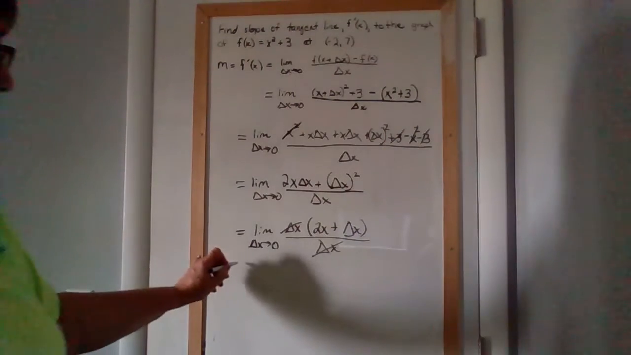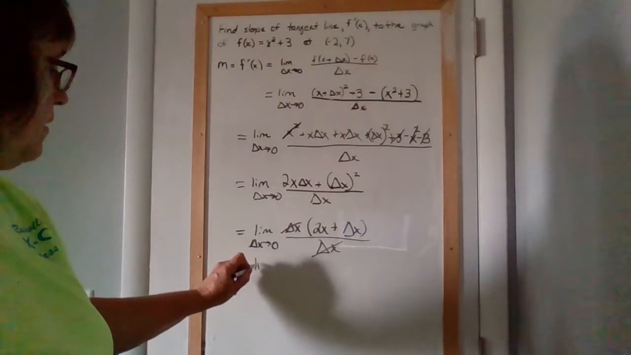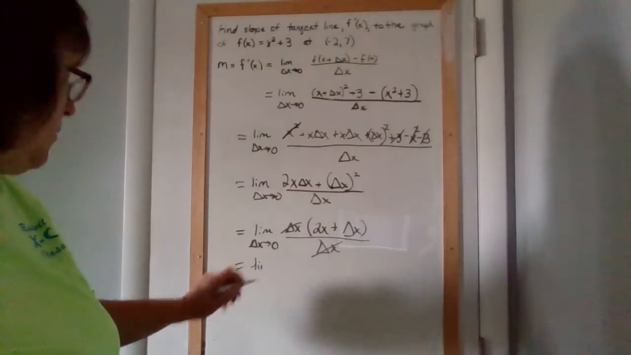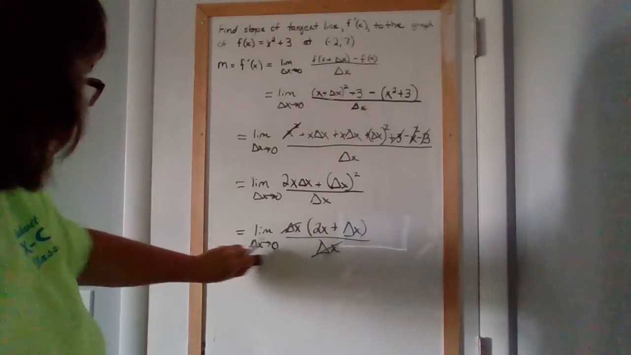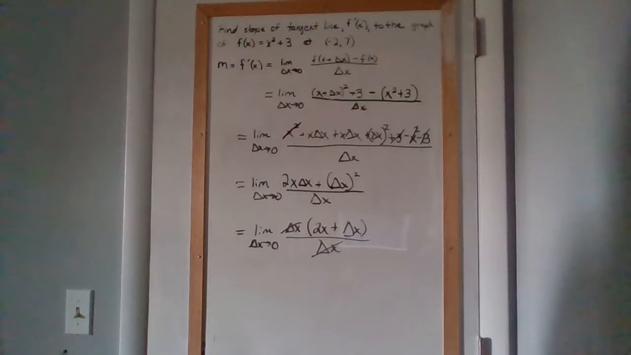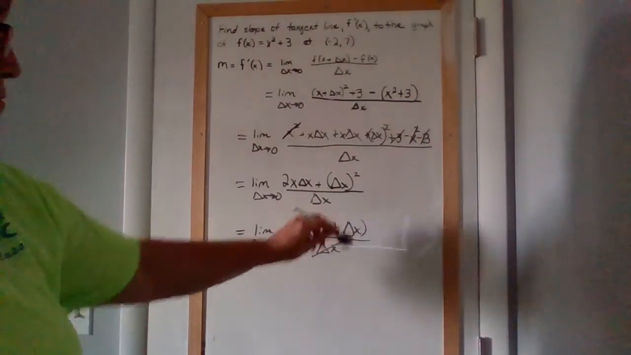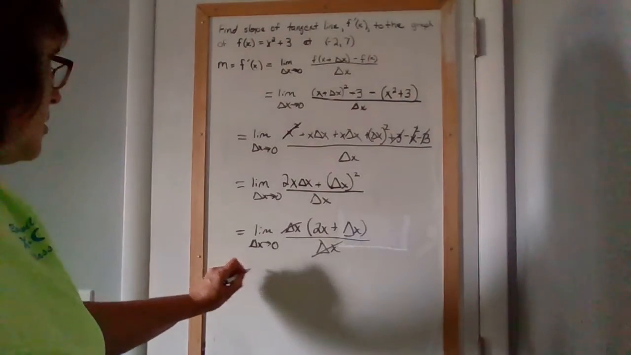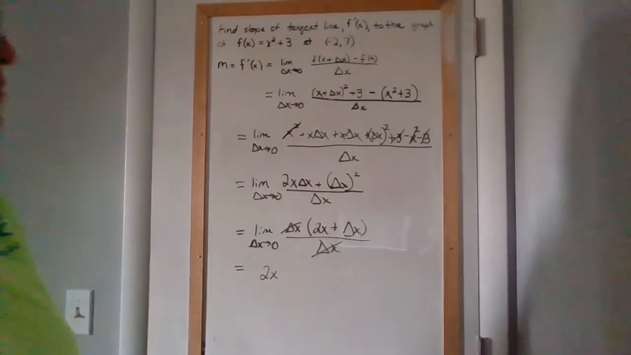Now I can do my direct substitution. Well, I'm actually not going to write that line. I can do the direct substitution right now. I can put in the 0 for the delta x, and so I end up with 2x.